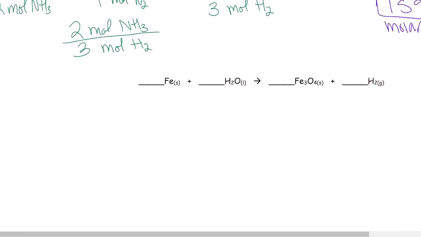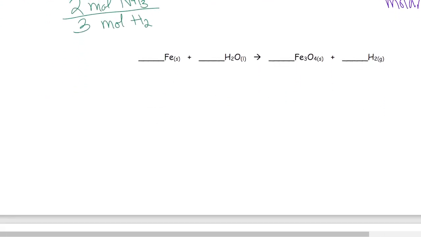Let's move on to the next one, see if we can apply it to another equation. So here we have 2 reactants and 2 products. Has anyone balanced this one already? All right, what you got? 3, 4, 1, 4. Do we agree? Yes. All right, 3, 4, 1, 4 is my balanced chemical equation.